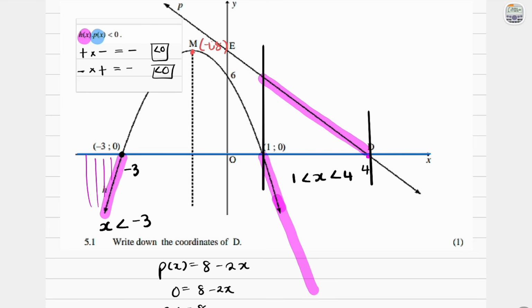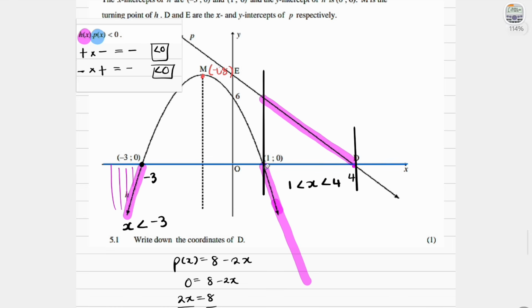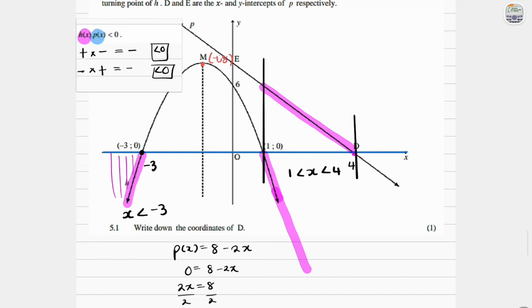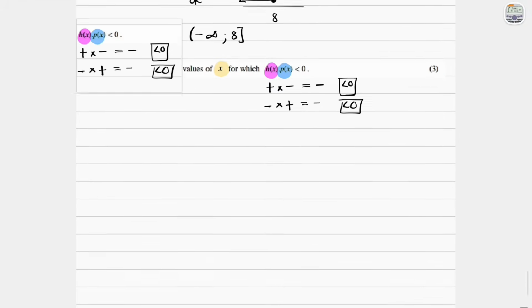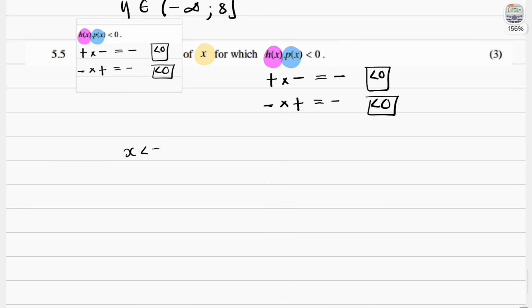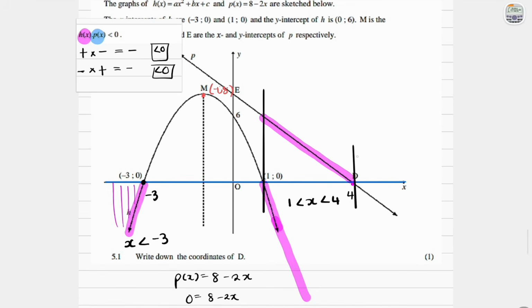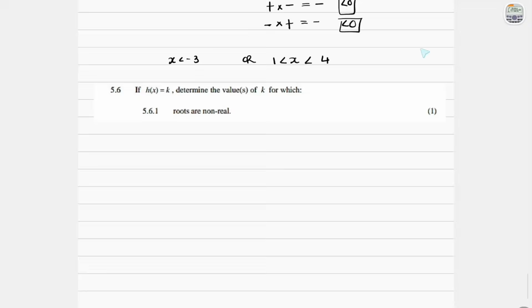They didn't say anything about when you multiply them, they give you a value less than or equal to 0. They just said less than 0. So we're not going to even consider when they multiply and become zeros. So these are our answers, and I'll just go ahead and put that down. It means that x is simply less than -3, or x is greater than 1 but less than 4, and that is our answer. Moving on to the next question.